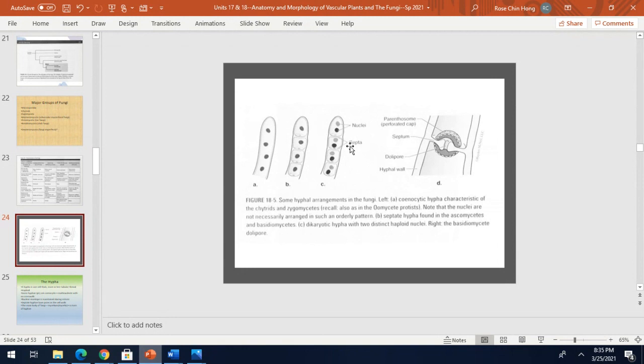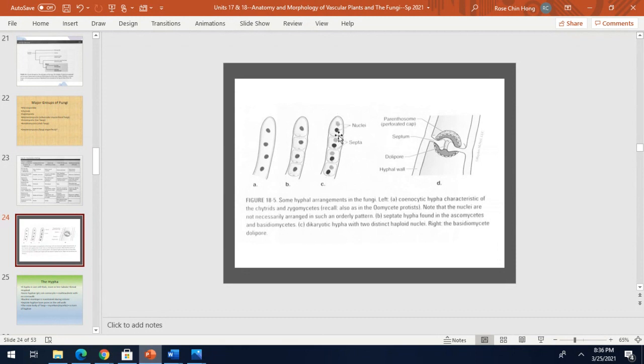So you can see that this is septated and this is septated. And here there's no septa or septum. So this is coenocytic. Figure 18-5A is coenocytic. B is septated, and if it has a simple pore, it could be Ascomycota.